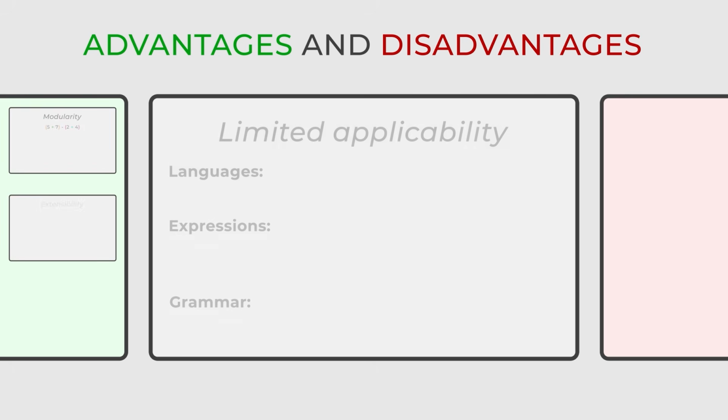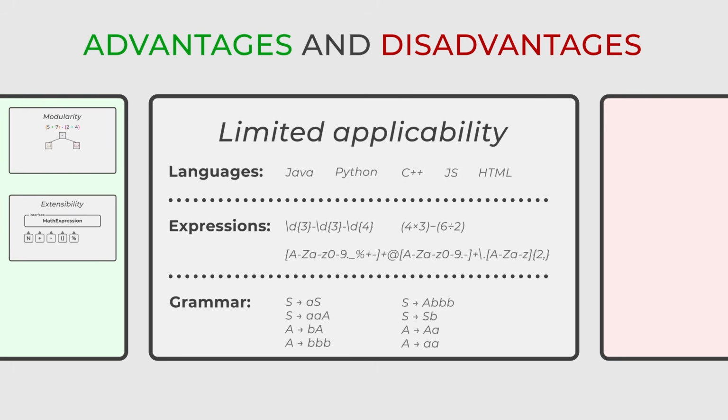However, despite these benefits, the interpreter has one significant limitation. Its applicability is restricted, as it is most suitable for scenarios where there is a need to create an interpreter for languages, expressions, or grammars. There also can be more efficient choices than this pattern for more complex scenarios.